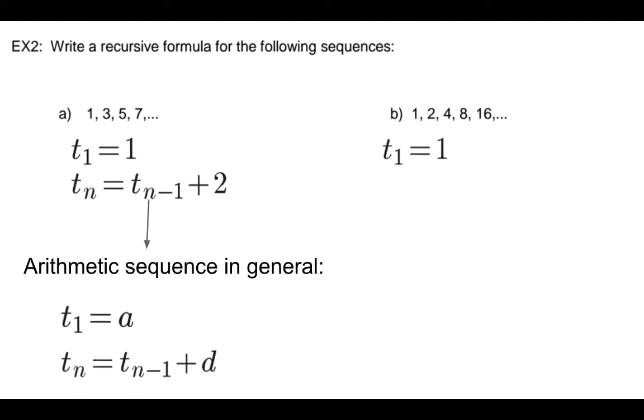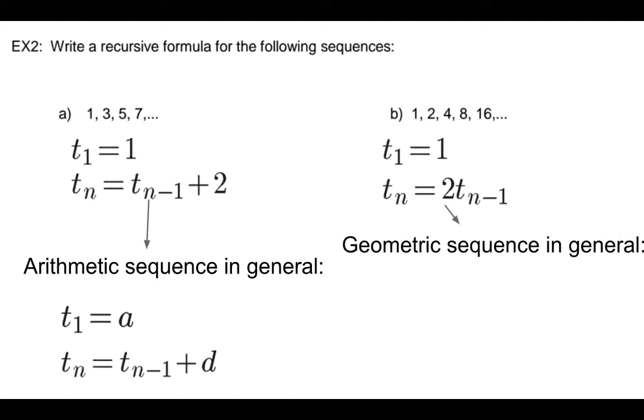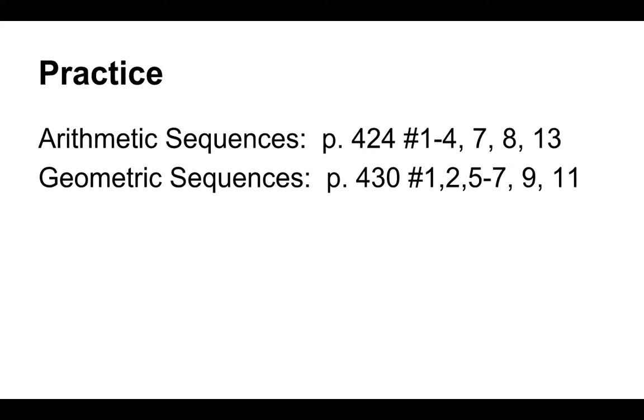For geometric, T1 is 1, and here we're going to be doubling every time. So Tn is 2 times the term before. In general, for geometric sequences, term 1 is a, and term n is r times Tn minus 1. And there are some properties.